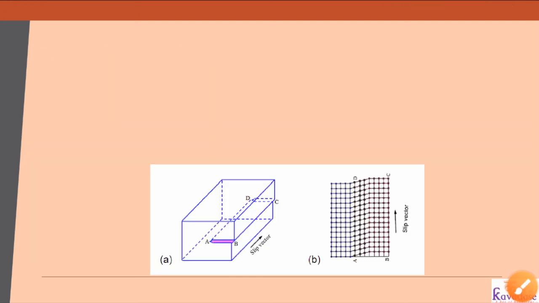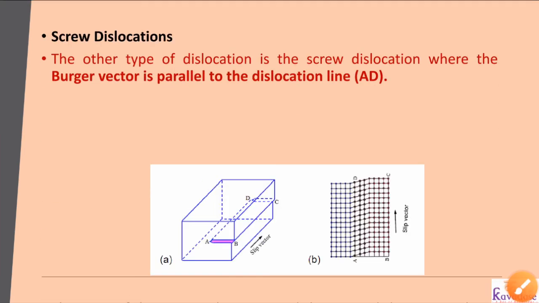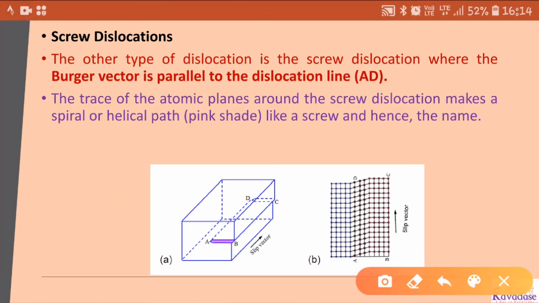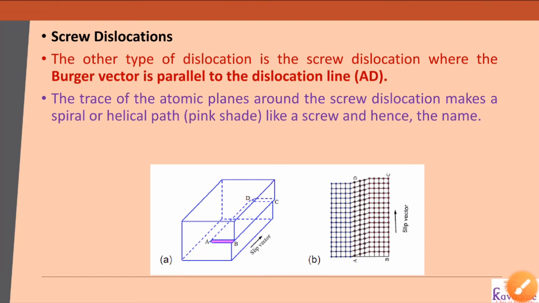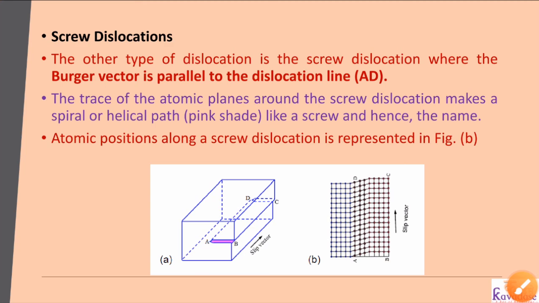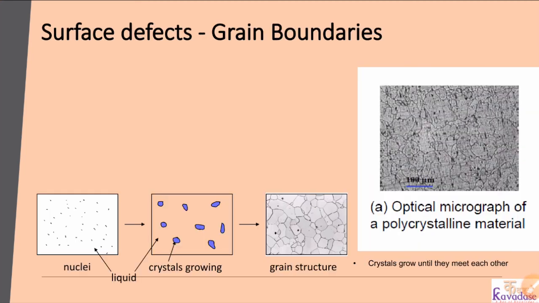And in screw dislocation, you can see this is my dislocation line AD, and the slip vector is this, so it is parallel. In case it is parallel, it is known as screw dislocation. The trace of atomic planes around the screw dislocation makes a spiral or helical path, like a screw, and hence it is named screw dislocation. Atomic position along the screw dislocation is represented in the following figure.